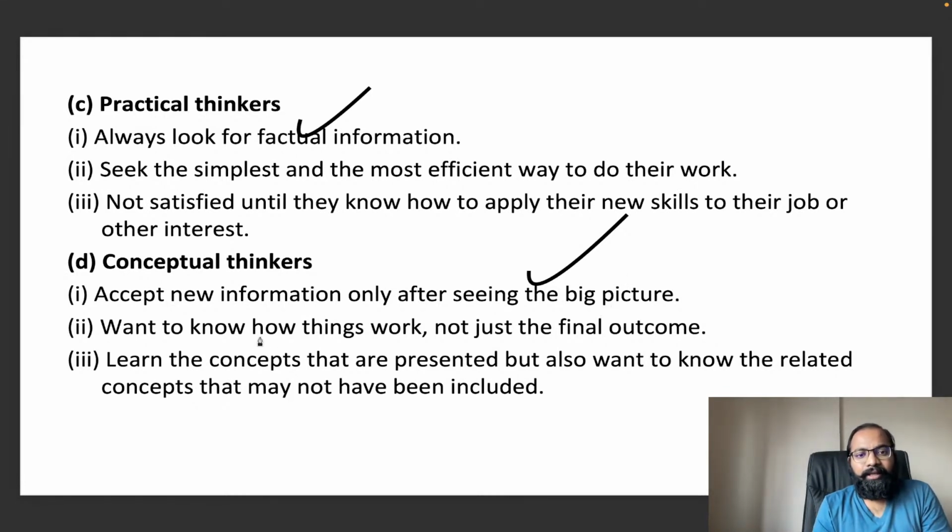And they want to know how things are working, not only the final outcome, how the things are working. They want to know like that. So it is called a playway, also motor type of learning system, right?